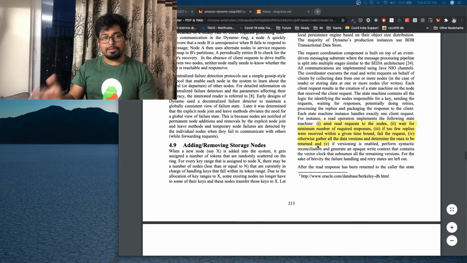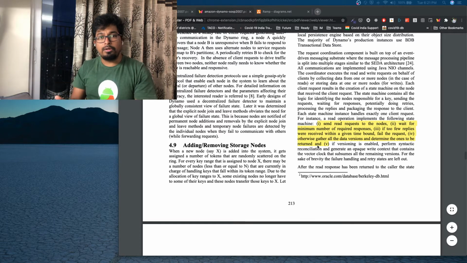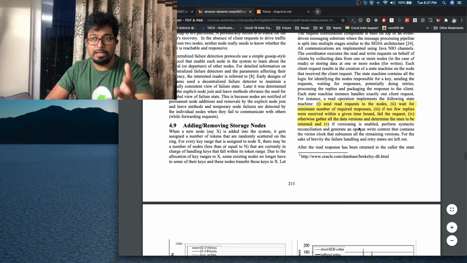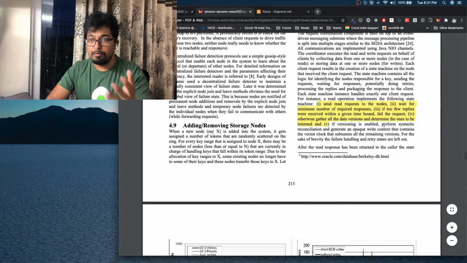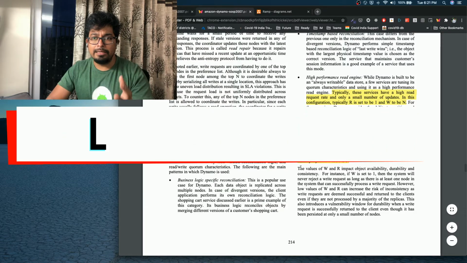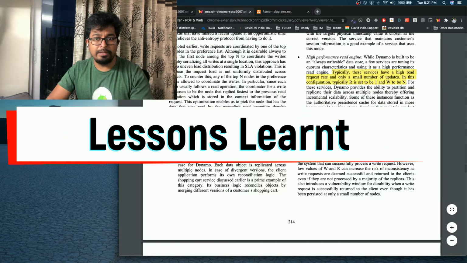So the larger your R is, the greater the chance of one node going down and that affecting your request. So that is why you have to optimize R so that you have a good balance between durability, consistency, and availability. And if the versioning is enabled, because the read fanned out to multiple nodes, perform syntactic reconciliation and generate an opaque write context that contains the vector clock that we spoke about in the last lesson.